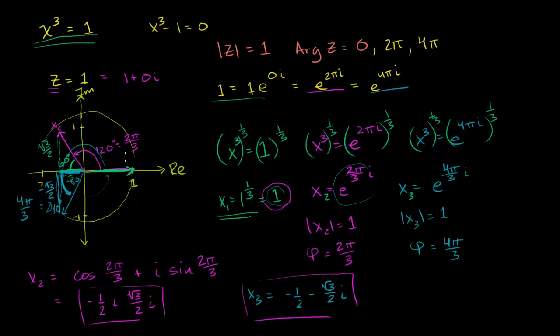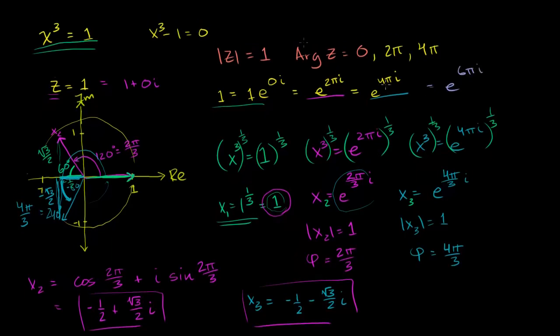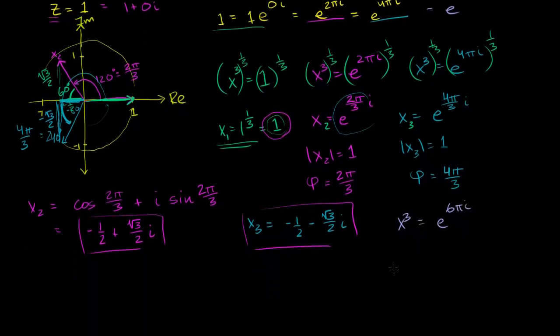Now, the other question that might be popping in your brain is, why did I stop at e to the 4 pi i? Why didn't I go on and say, well, this is equal to e to the 6 pi i, and look for another root? If I said x to the third, let's say I wanted to find a fourth root here maybe. x to the third is equal to e to the 6 pi i. And I take both sides of this equation to the 1/3 power. So I'd get x is equal to e to the 2 pi i.